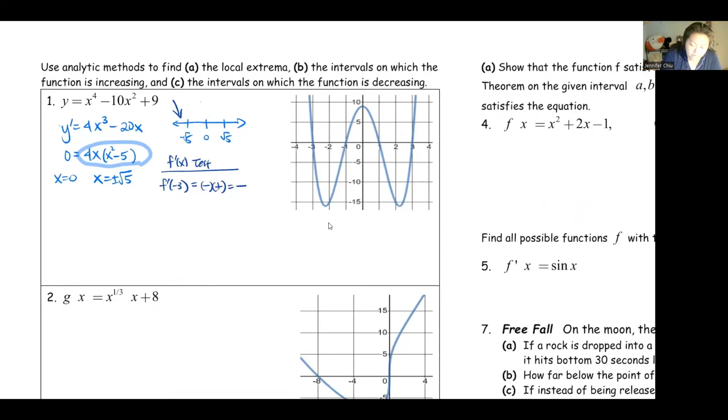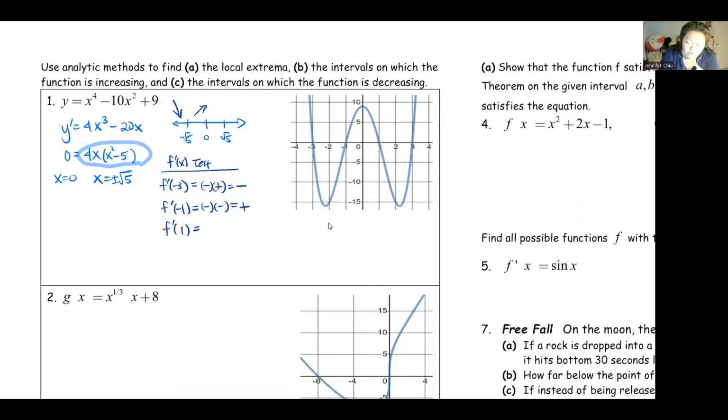Okay, now pick another number in this interval right here. In this interval between negative root 5 to 0, what would I pick? Well, between negative root 5 to 0, I will pick negative 1. Okay, so same thing, I plug it into 4x times x squared minus 5. 4x will give me a negative number. X squared minus 5 will be 1 minus 5, which will give me another negative number, which will get positive. So it's increasing now.